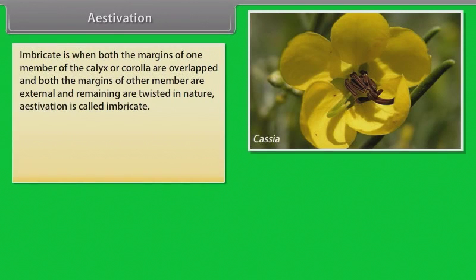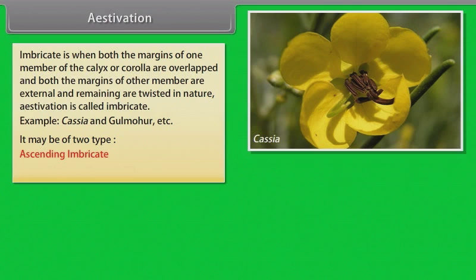Imbricate is when both the margins of one member of calyx or corolla are overlapped and both the margins of another member are external and the remaining are twisted in nature. Aestivation is called imbricate. Example, cassia, gulmohar, etc. It may be of 2 types: ascending imbricate, descending imbricate.